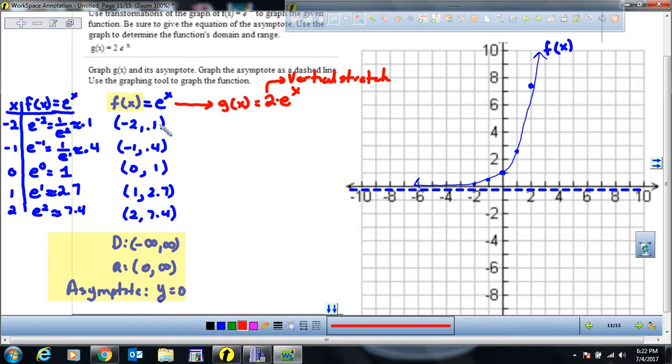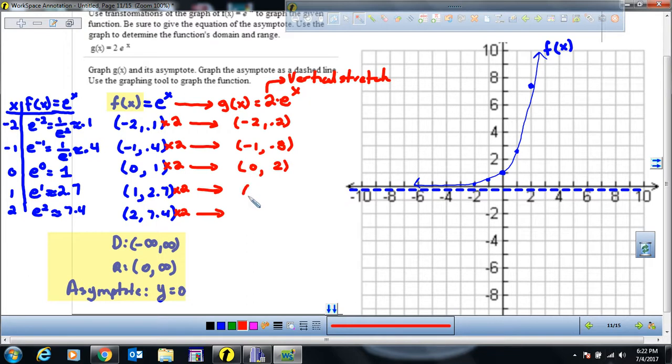And how do we get the vertical stretch? We multiply all the y values by that number. Whether it is a vertical stretch or shrink, we always multiply the y values by whatever number is being multiplied in the front of the function. So it's going to give us -2, 0.2, then -1, 0.8, then 0, 2, then 1, 5.4, and then 2, 14.8.